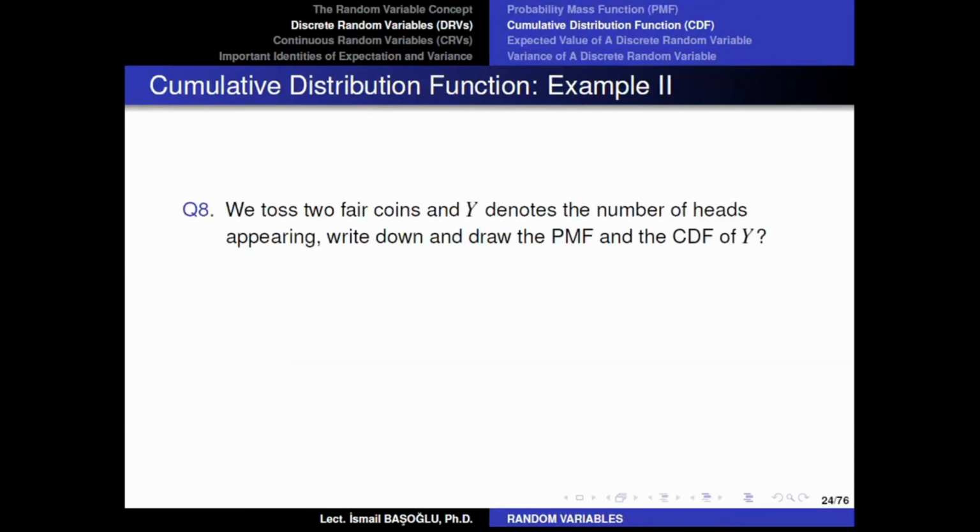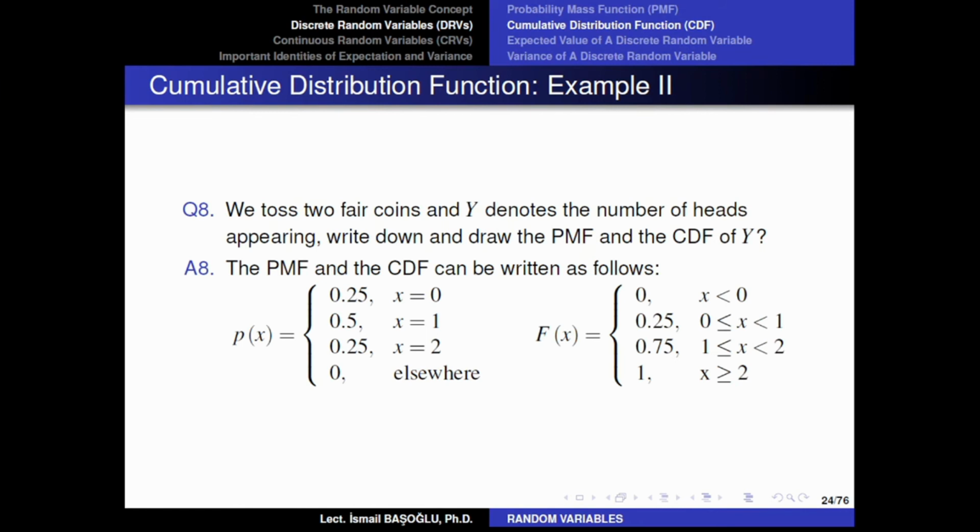Now, we solve a question about the CDF concept again. We are going to toss two fair coins, and we will denote Y as the number of heads appearing. Actually, we have already calculated the probabilities of Y to take on these different values. The question tells us this time we need to write down a formal definition for the probability mass function and the cumulative distribution function of Y, and we are also going to draw these functions. Okay, so we have already solved this question.